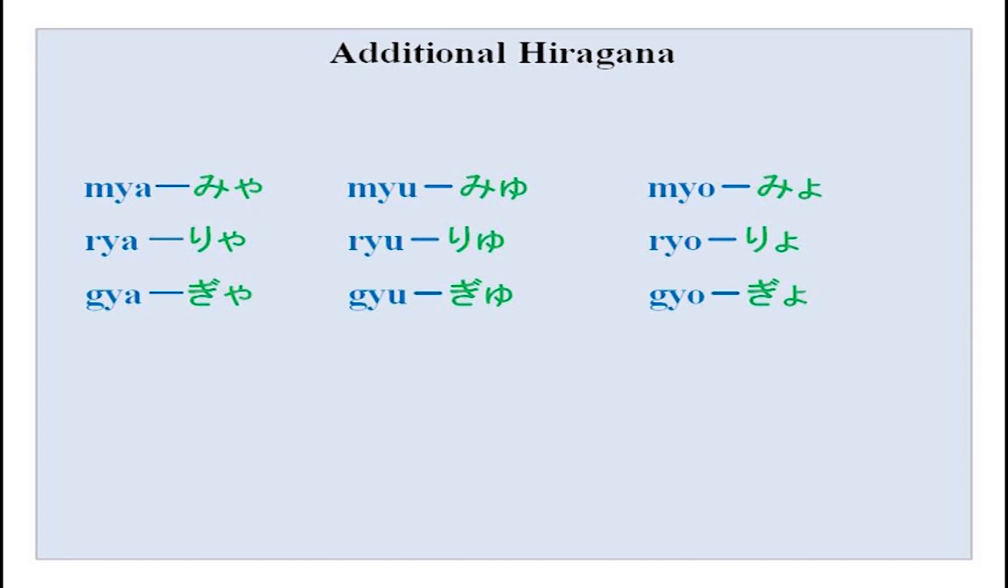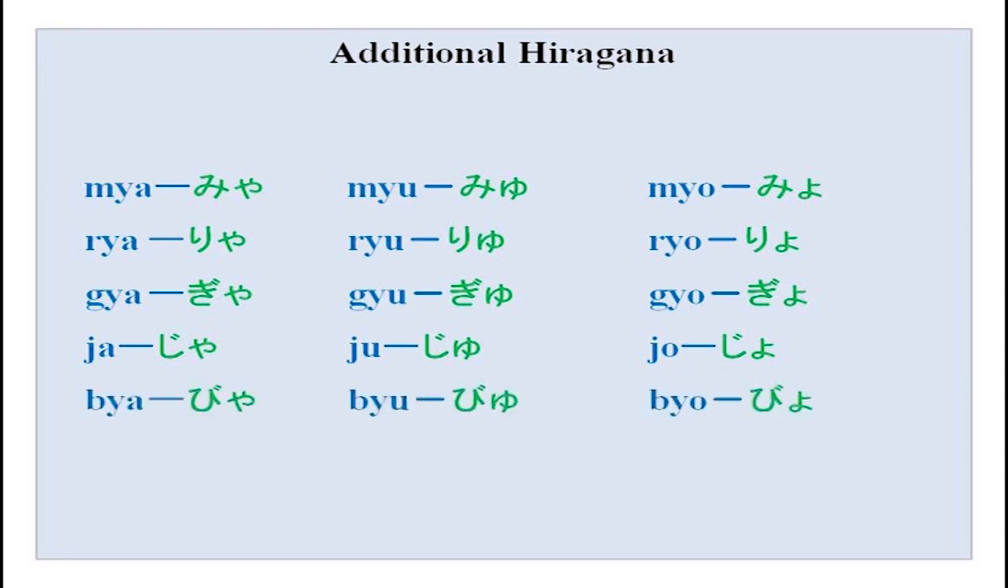Then we have letter G or the sound G, Gya, Gyu, Gyo. Then we have letter J or sound J, Jya, Jyu, Jyo. Then letter B and sound B as Bya, Byu, Byo. And the last one for you is the letter P and sound P as Pya, Pyu and Pyo. So, this is your additional hiragana which you require for words later on.